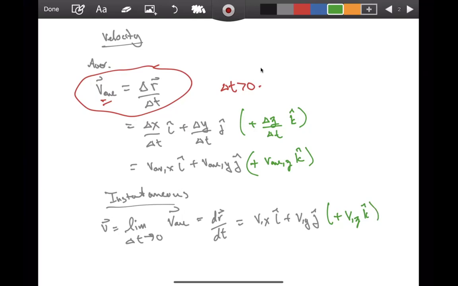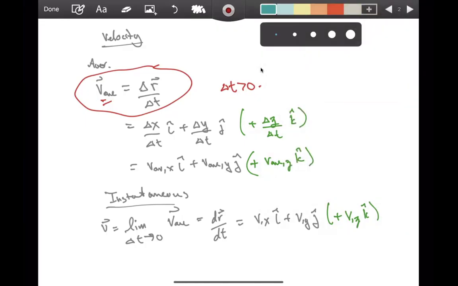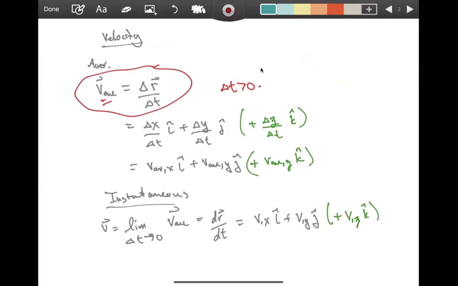So for instantaneous velocity, let's go back to our picture. Let's choose another color here. Let's do the blue color. That looks pretty. In this case, it's just the slope of the tangent line at that point. So this is my initial velocity, and my final velocity points in this direction. So this is my final velocity at this point. It's just the slope of the tangent line at those two different positions. So cool, those are my displacements and my velocity, both average and instantaneous.